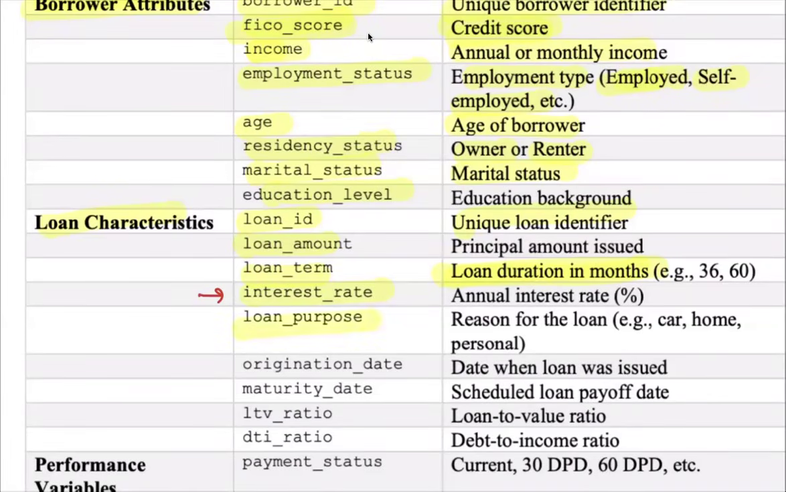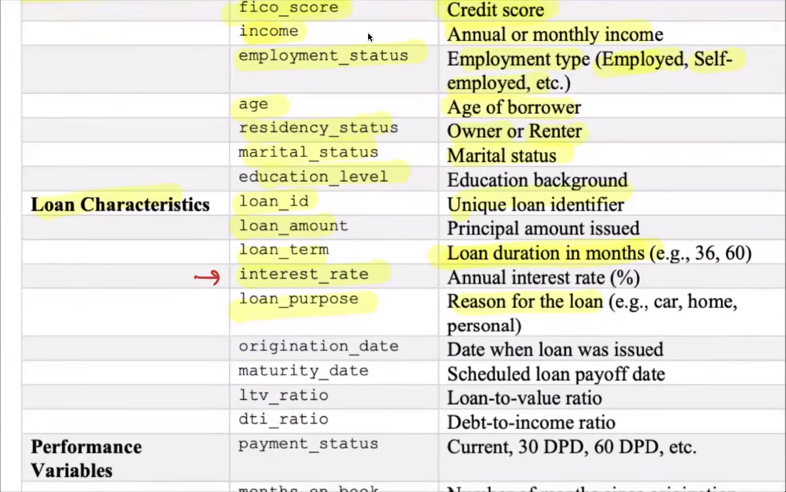what's the reason for your loan? Okay. Then origination date is nothing but the date when the loan is issued. Maturity date is basically when your loan matures.